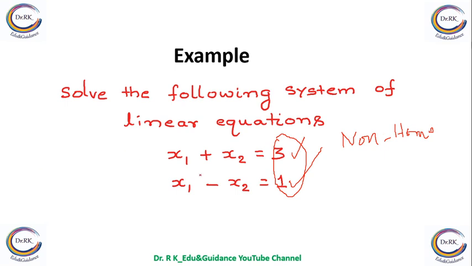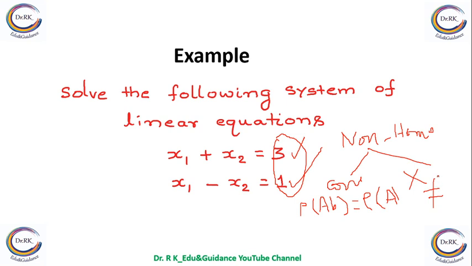For non-homogeneous, immediately we have to remember that we'll have consistency and inconsistency. Consistency means a solution exists, or else no solution. Then what are the conditions? Here, if the rank of AB, that is the augmented matrix, is equal to the rank of A, then the system is consistent. If it is not equal, then it is inconsistent and there is no solution. So immediately after seeing this, we have to get this idea in mind, so then we can proceed further.